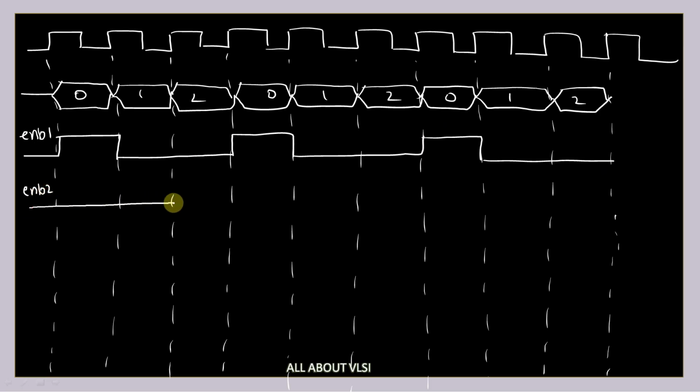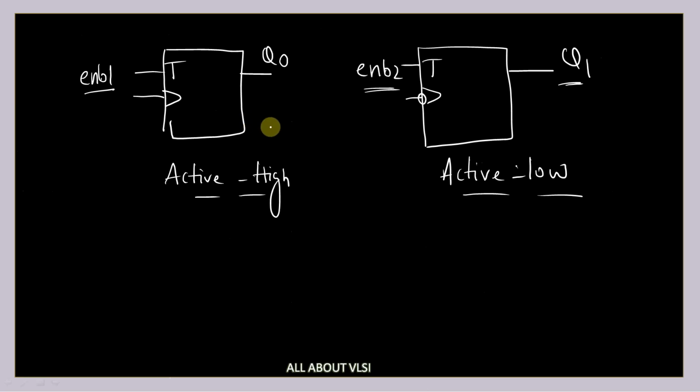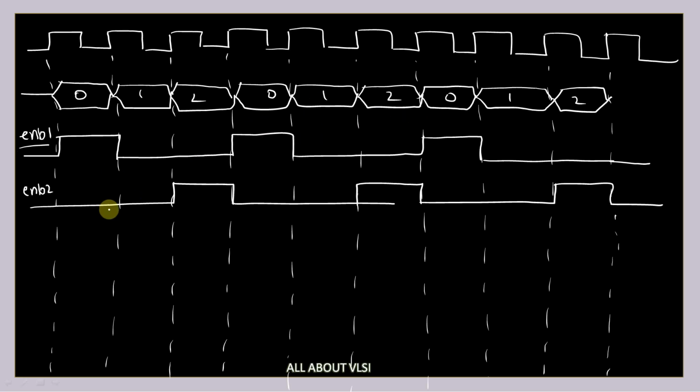Coming to my enable 2 signal, it will be high whenever my count is equal to 2. I think some of you have already got the answer why I'm going to take the enable 2 signal when my count is equal to 2. If not, I will explain. So this is my enable 2 signal. I'm going to apply this enable 1 signal to the positive edge triggered T flip flop, and I'm going to apply this enable 2 signal to the active low or negative edge triggered T flip flop.